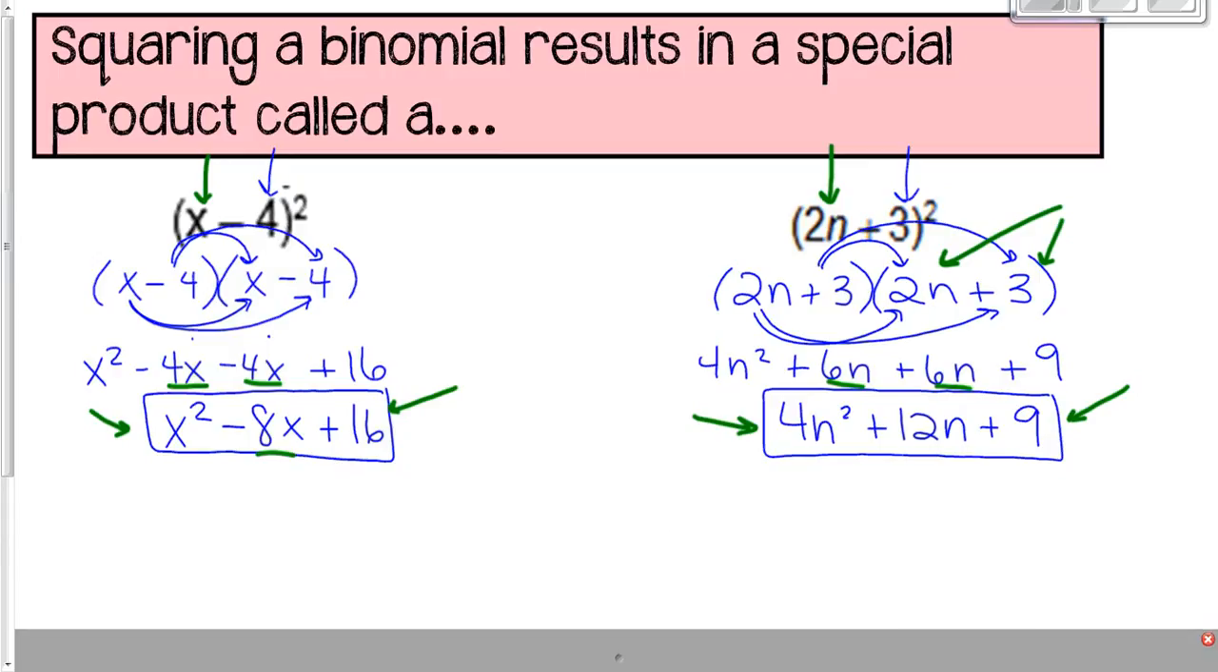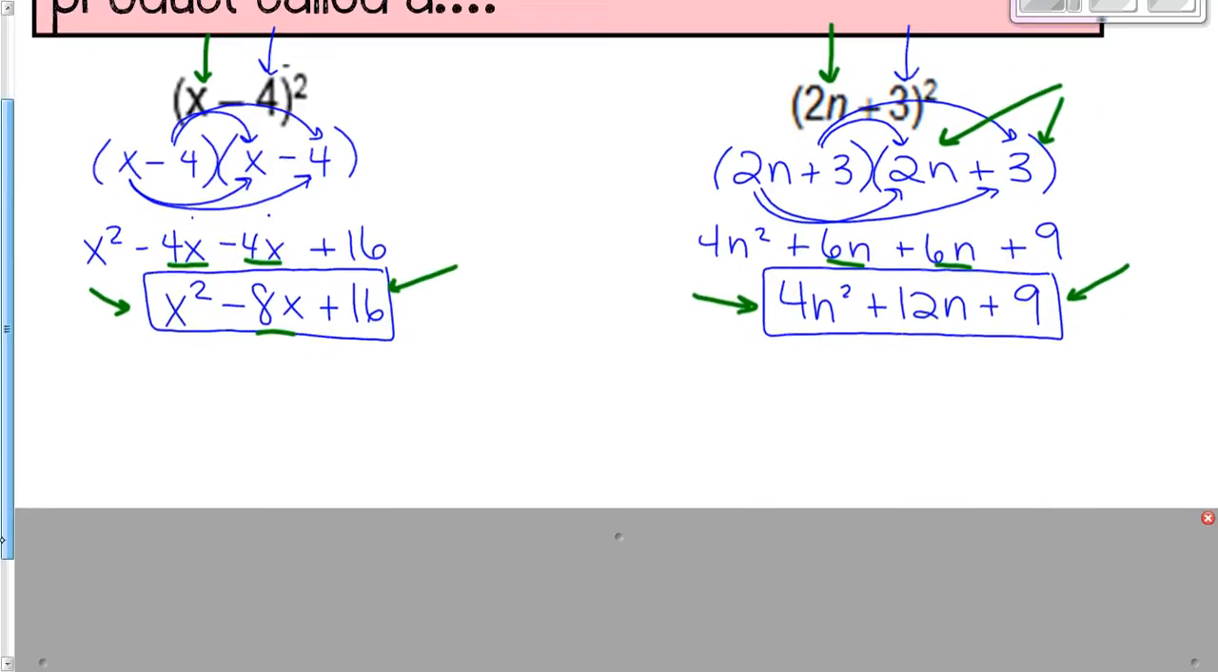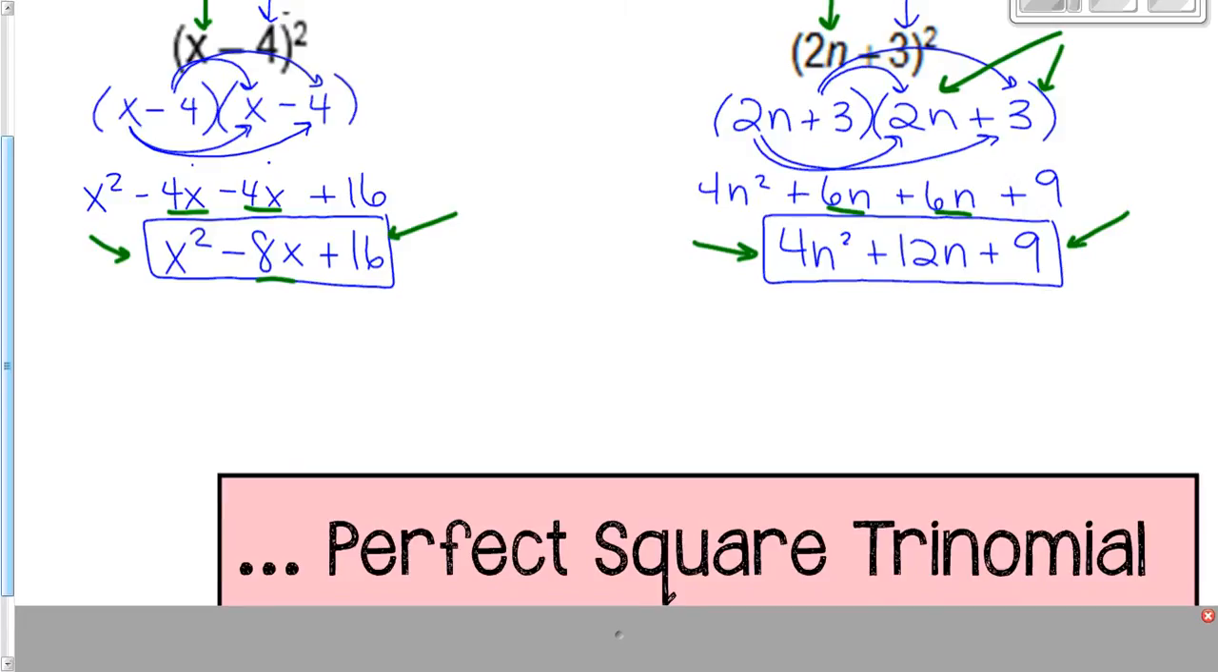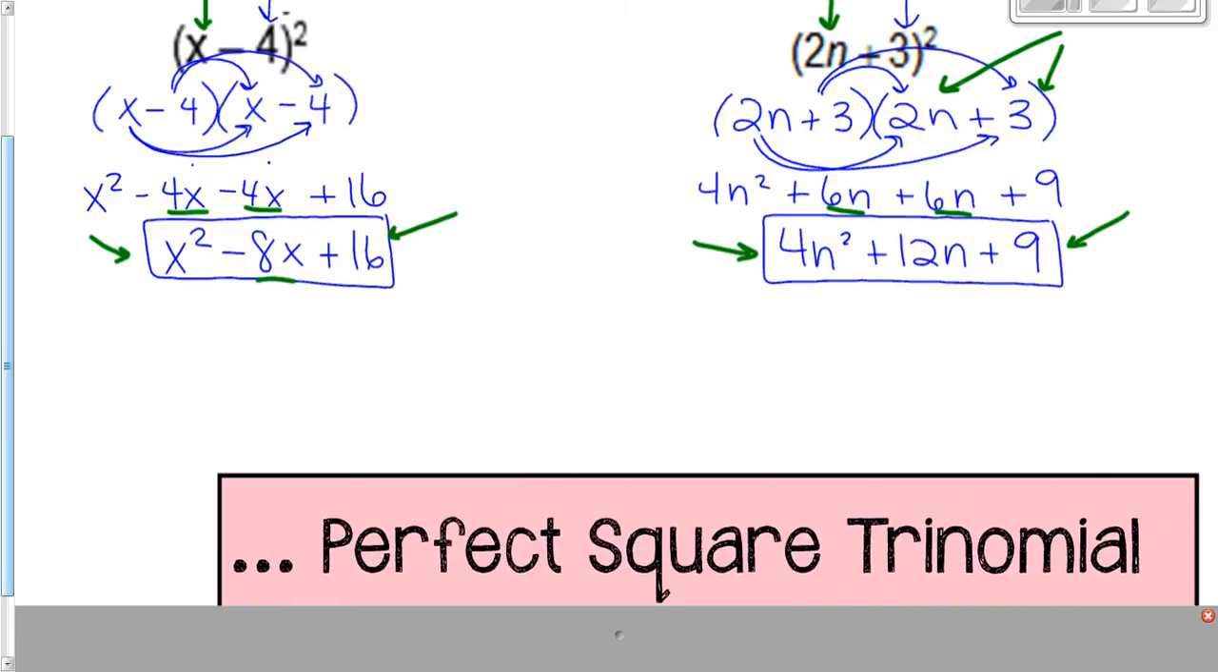What we just saw is that this special type of multiplication problem results in something called a perfect square trinomial. So back on your notes, it says squaring a binomial results in a special product called a perfect square trinomial. Let's break that down a little bit. Perfect square: we know that the perfect squares are 1 times 1 is 1, 2 times 2 is 4, 3 times 3 is 9, 16, 25, etc.